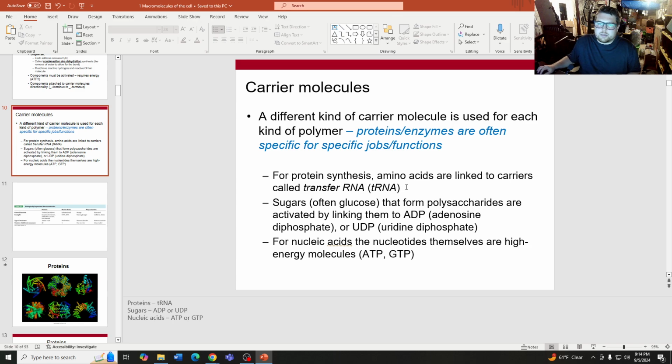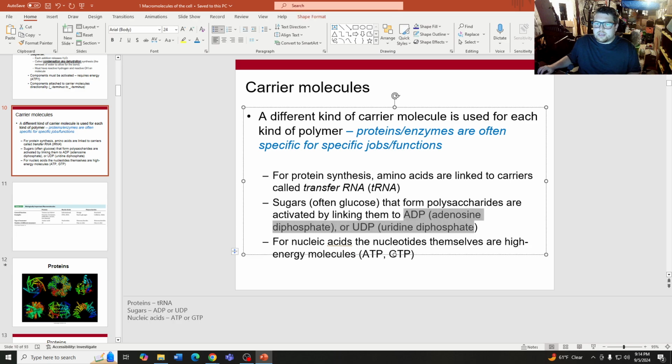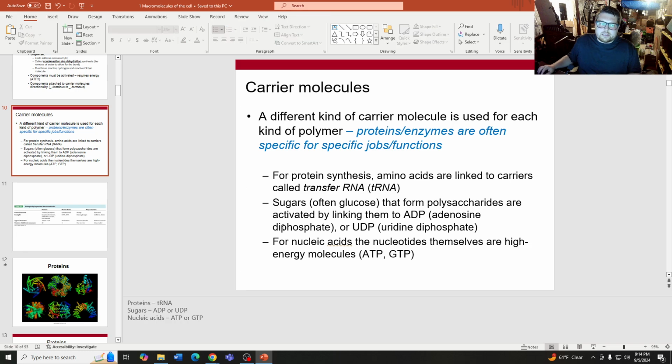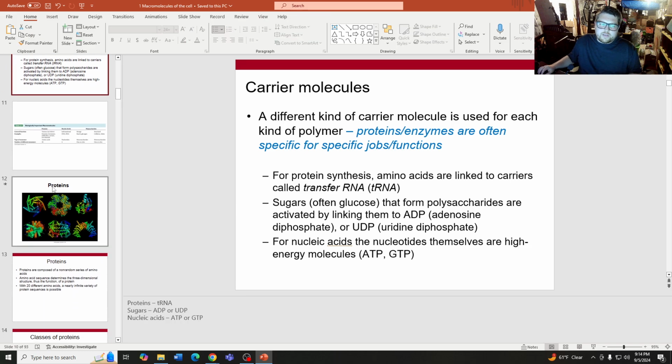We'll dive into that deeper in the future. Sugars like glucose that form polysaccharides are activated by linking them to ADP or UDP. So these are the specific carriers for the sugars. Nucleic acids: the nucleotides themselves are high energy molecules. Nucleic acids often have a phosphate group on them. So these are just examples: proteins, tRNA; sugars, ADP or UDP; nucleic acids, ATP or GTP.